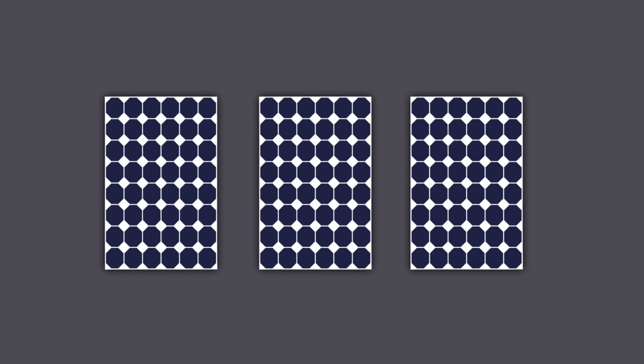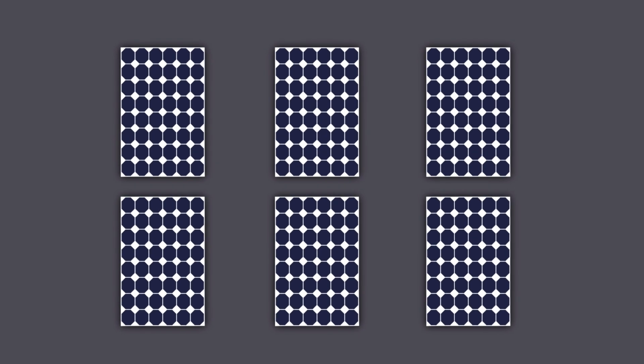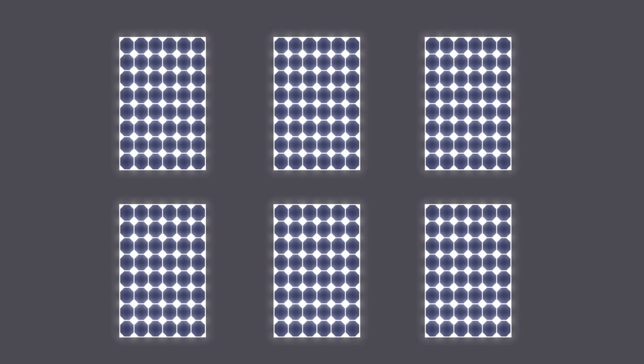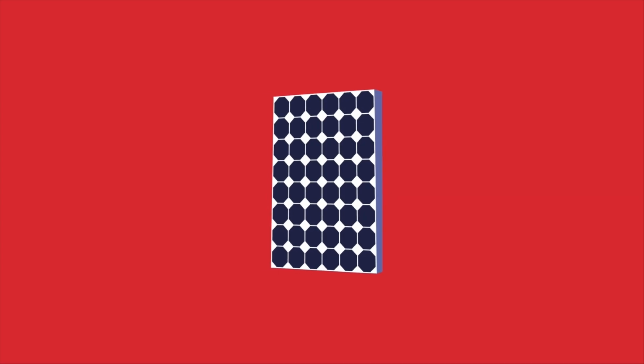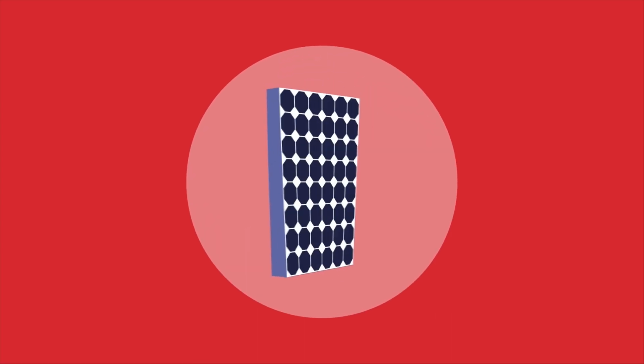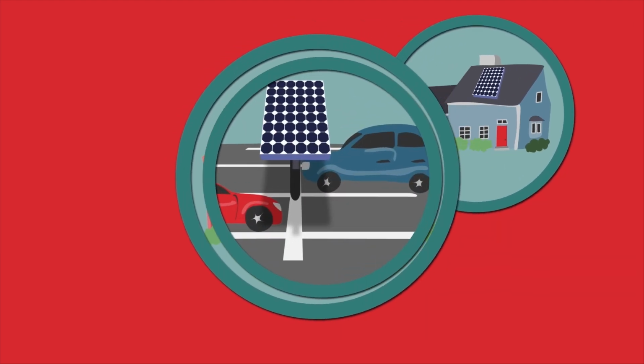The panels convert the sun's light into direct current electricity. Expanding the number of modules increases the electrical output. Solar systems are scalable and can be used in a variety of configurations. Solar panels are widely used on homes, schools, and carports.